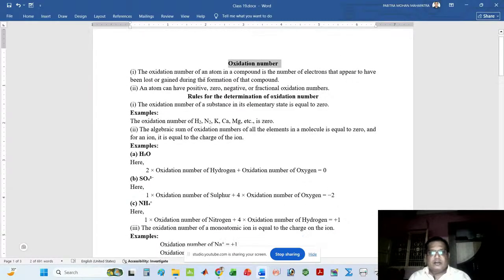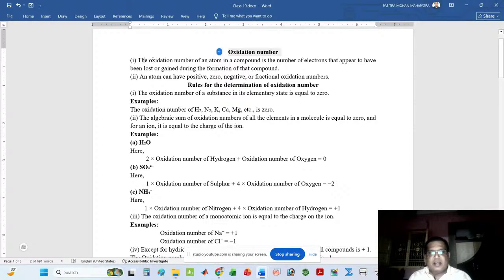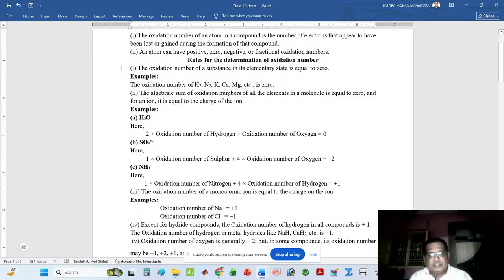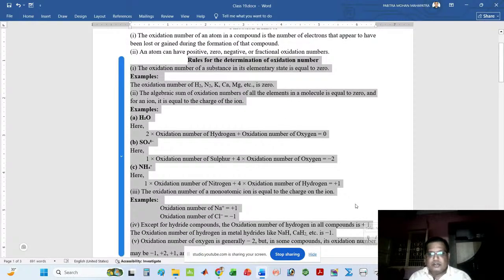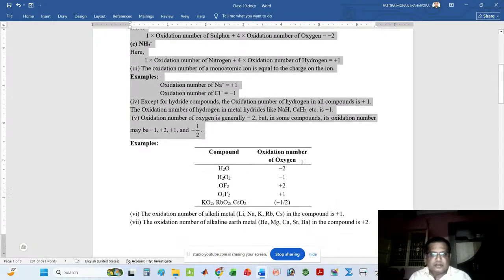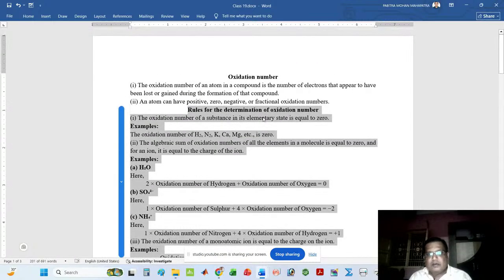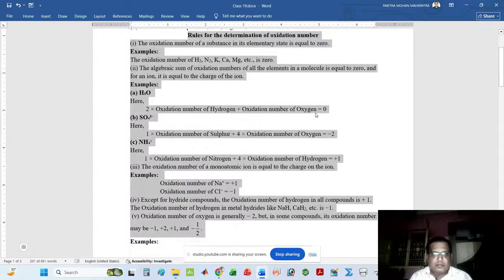What is oxidation number? The oxidation number of an atom in a compound is the number of electrons that appears to have been lost or gained during the formation of that compound. Oxidation number may be positive, zero, negative, or fraction. There are different rules for the calculation of oxidation number.